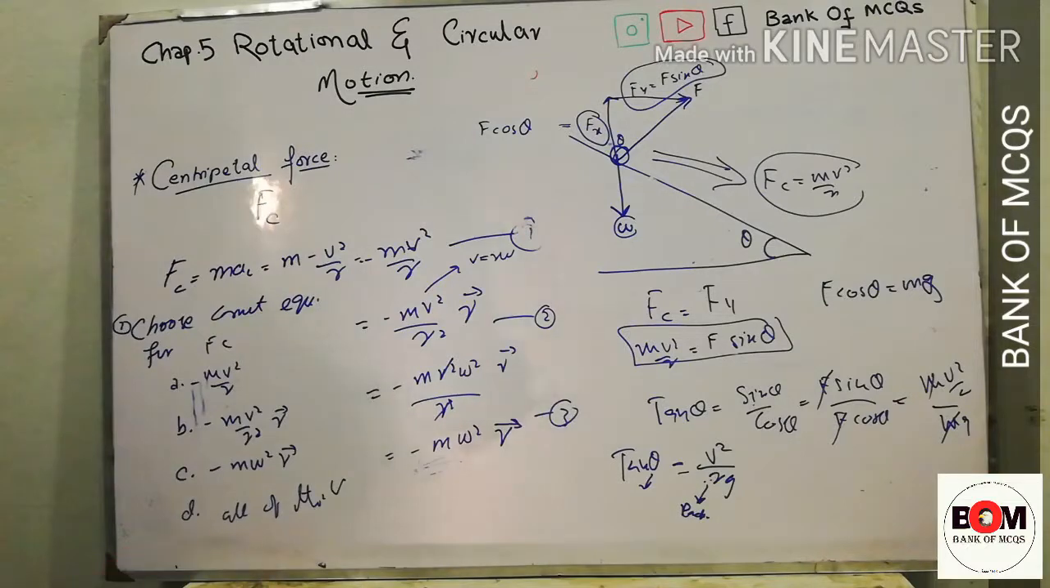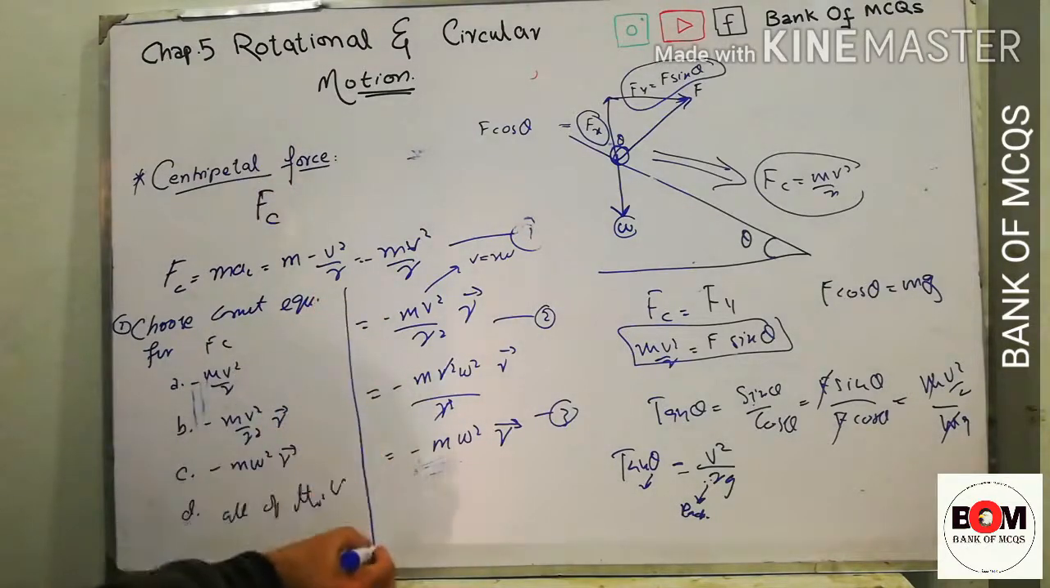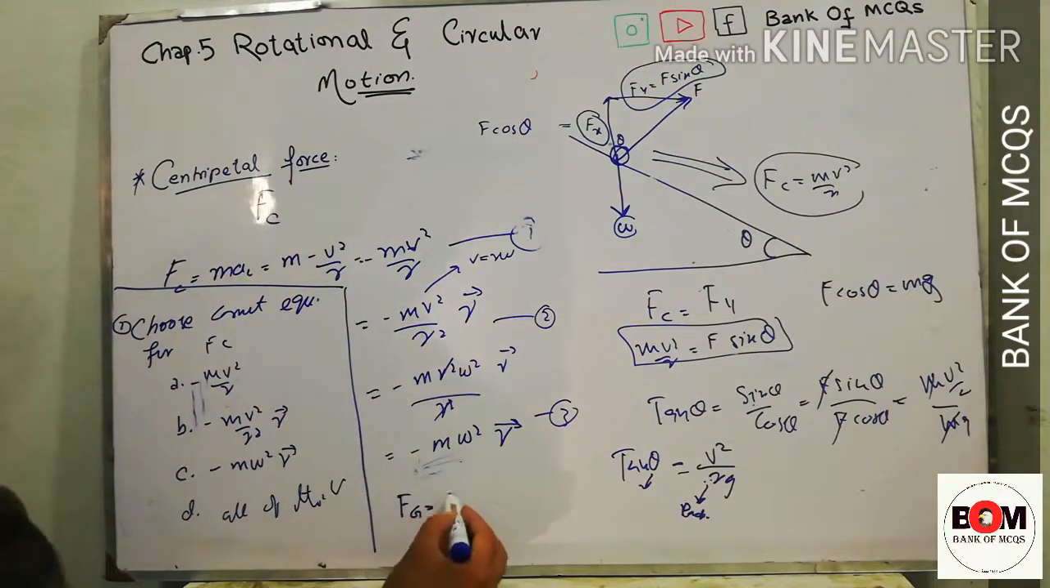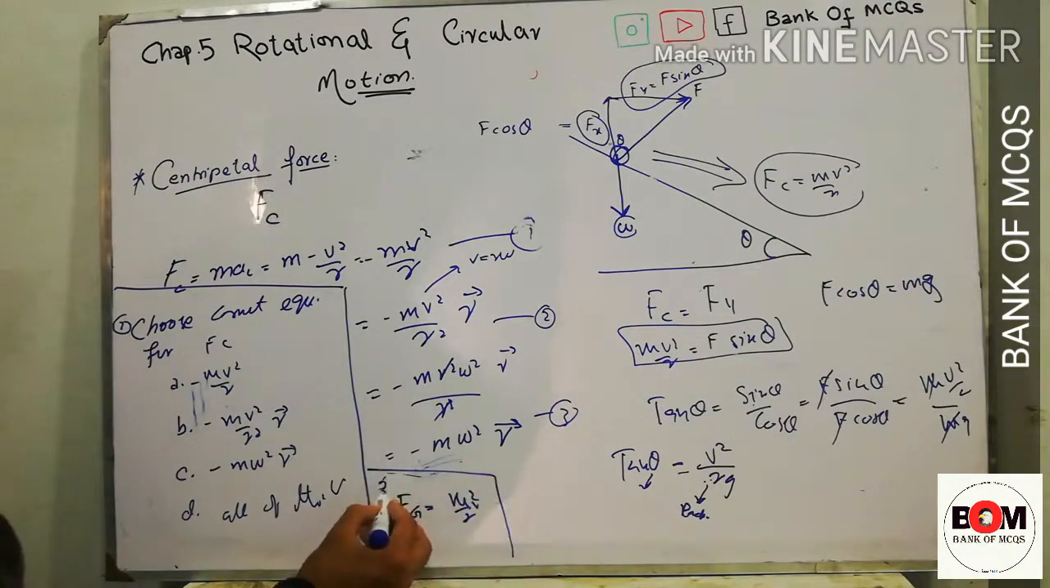So the points to remember: according to the centripetal force, Fc is equal to minus mv square divided by r. The centripetal force is opposite, and now you have to remember the centrifugal force, which is equal to mv square divided by r. That is point number three.